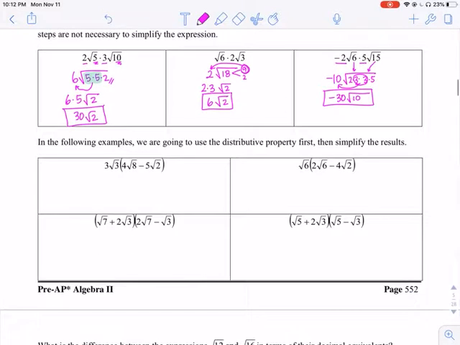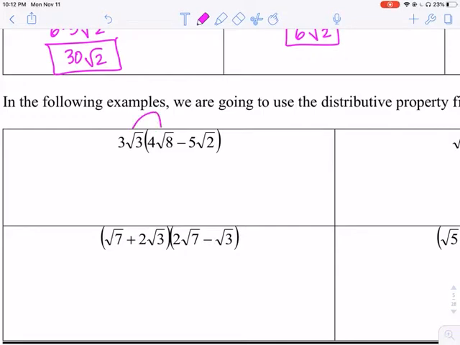So for the following ones, we're going to use distributive property. So I'm going to go ahead and distribute this in here and that in there. So I would do 3 times 4 would be 12, square root, put 3 here, 3 times 8, kind of like holding that spot. And then 3 times negative 5 would give us 15. And then square root 3 times square root 2 would be square root 6. I can leave it as 3 times 2 here.